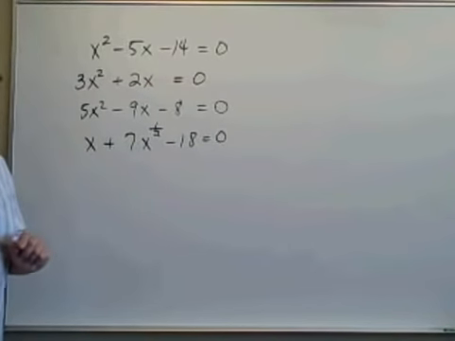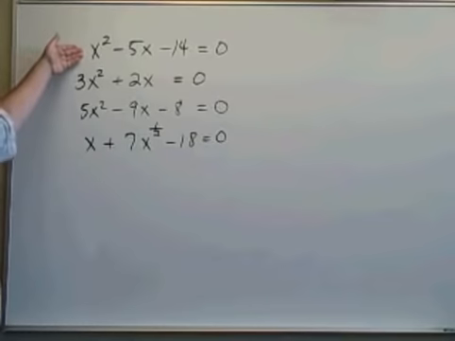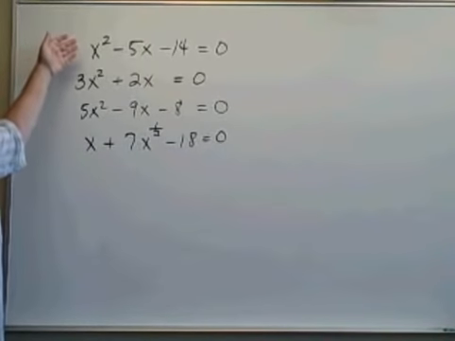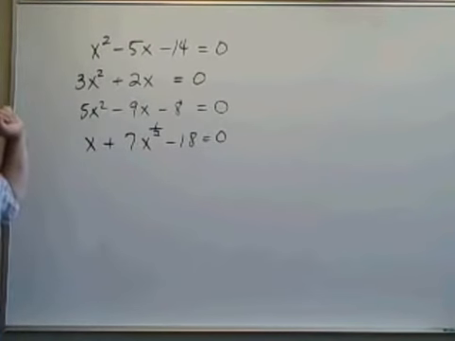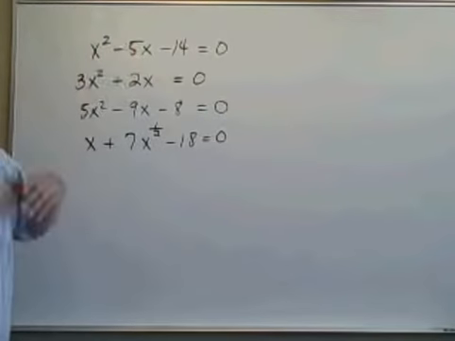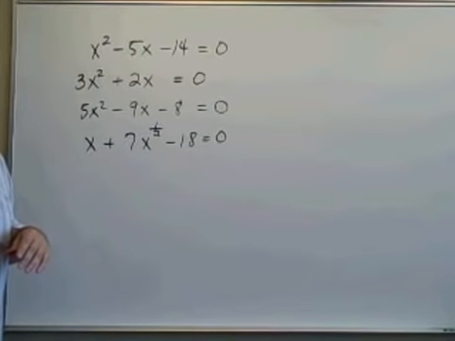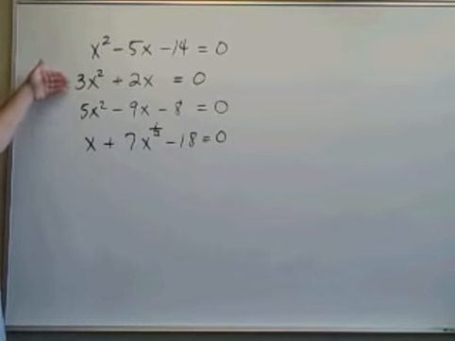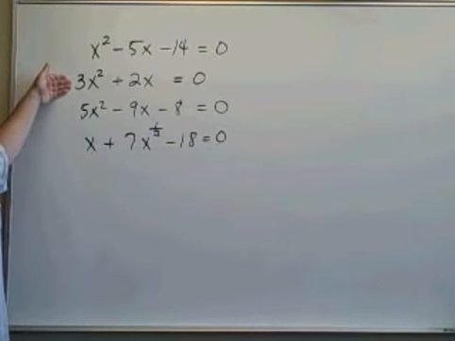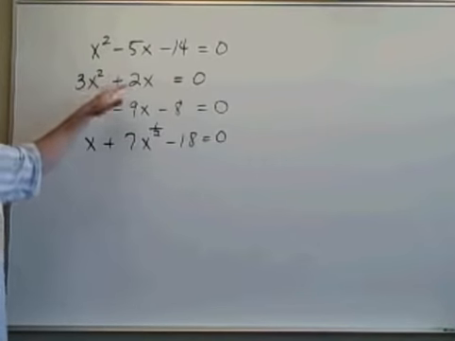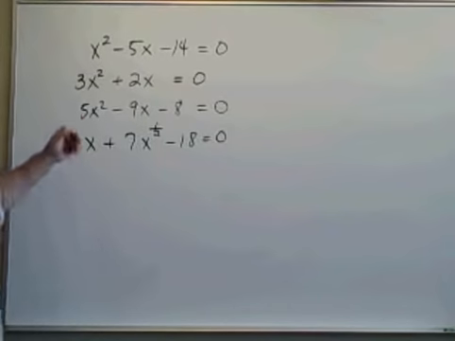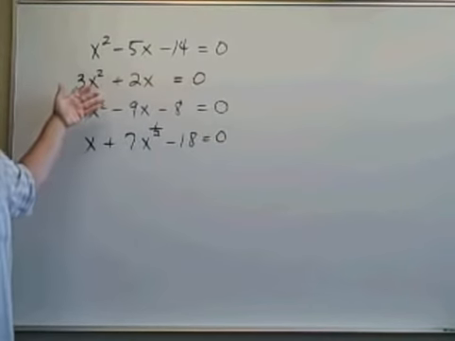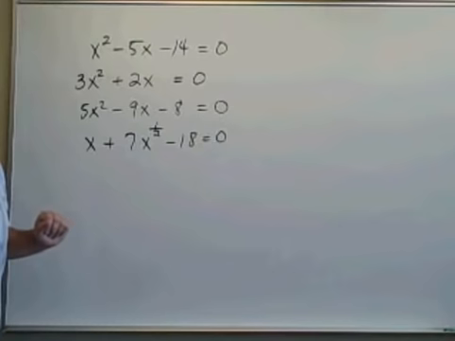Take a look at some equations. This first equation we should recognize as a quadratic equation. X squared minus 5x minus 14 equals 0. The second equation is also a quadratic equation. 3x squared plus 2x equals 0. It just happens to be a quadratic equation that's missing the constant term.